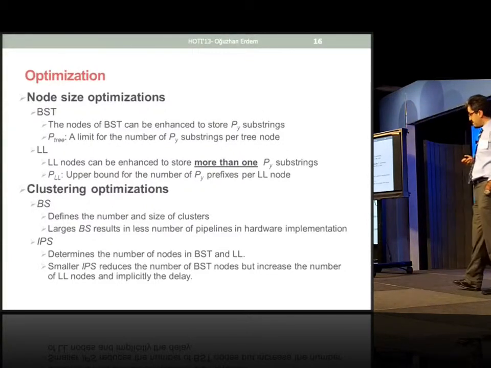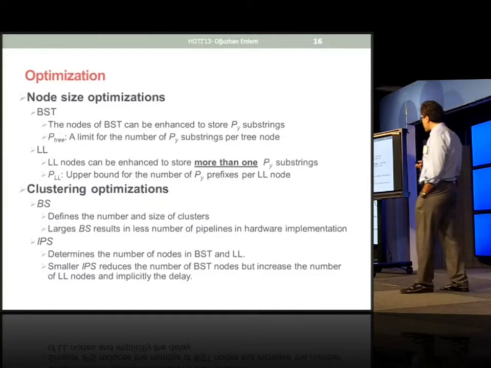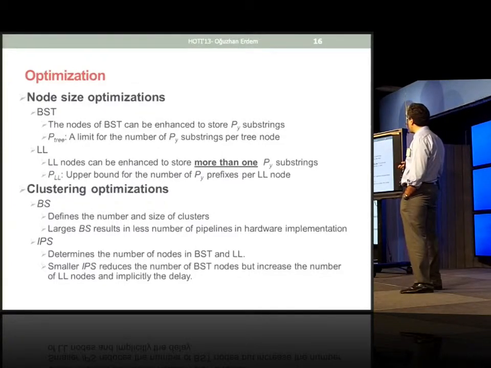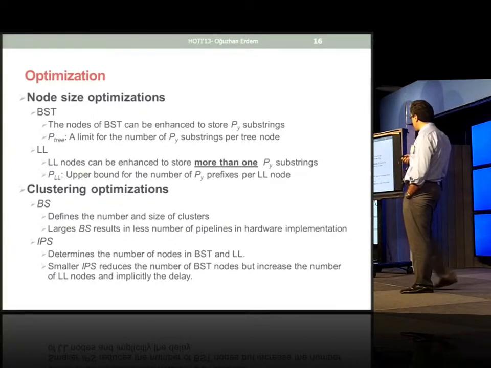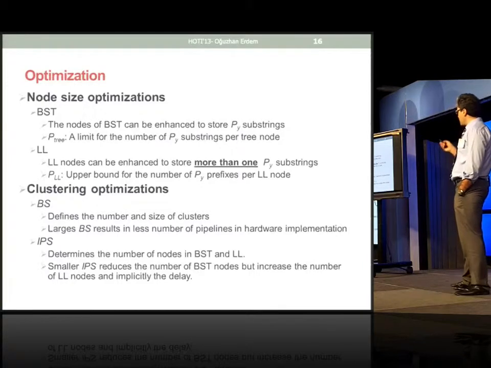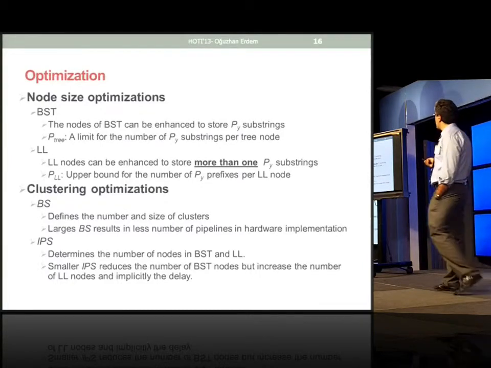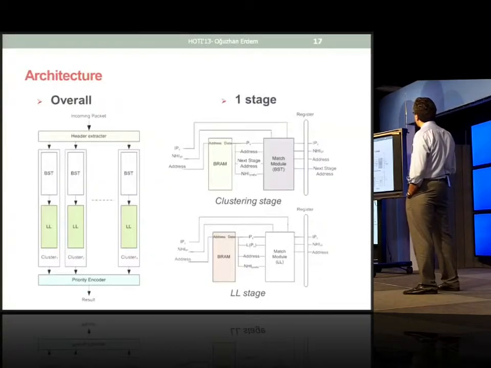Next, we use clustering optimization. We can play with the BS and IPS values. In practice, the BS value defines the number and size of clusters. In hardware implementation, the BS defines the number of pipelines, and the IPS value determines the number of nodes in the BST and LL. We can play with these parameters to improve the memory.